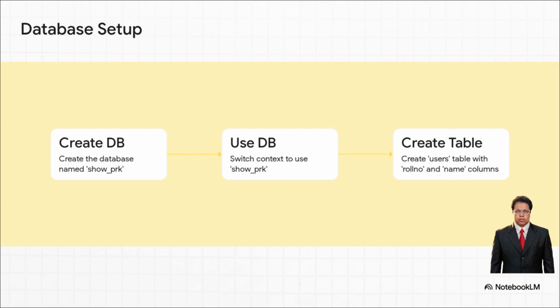Now, over in your MySQL console, we just need to run a few quick commands to prep for incoming data. Go ahead and create the show_prk database and your users table. Notice here that role_no is set as an integer primary key without auto-increment, and name is just a standard varchar. Oh, and make sure you're using your root credentials, the standard root and ABCDEF@123 stuff, so Hibernate actually has the permissions it needs to connect.